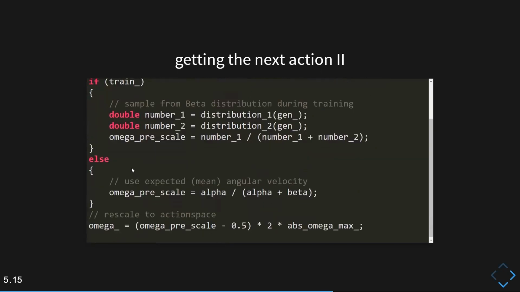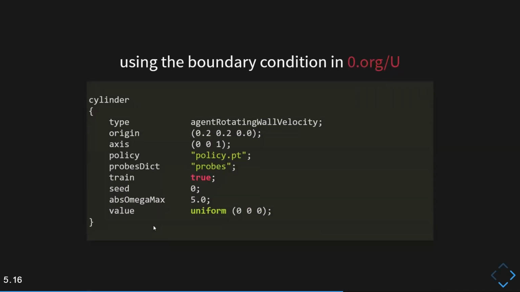And then when we actually do not want to train, when we want to exploit our control law, we will use the expected value. So the expected value for a normal distribution, for example, would be the mean value of this distribution, okay? For the beta, it's not the arithmetic mean. This is why it's in general called expected value. And then you will also have to rescale that back to the actual value range you would like to have. This is how this function, the boundary condition, would then be applied in your simulation.